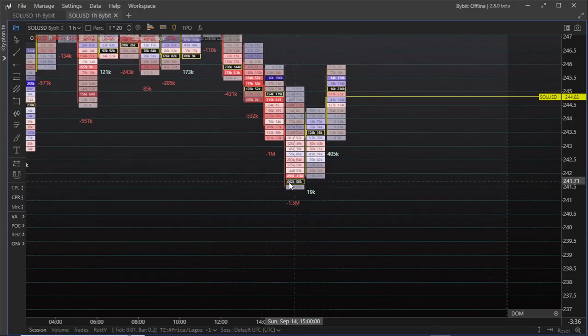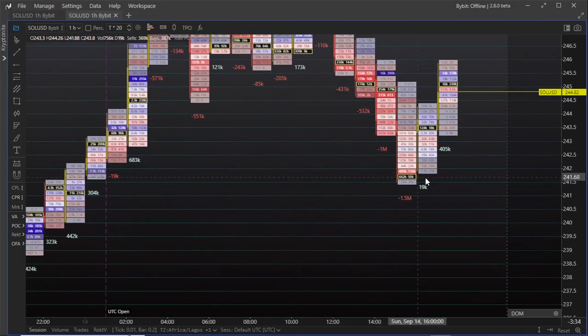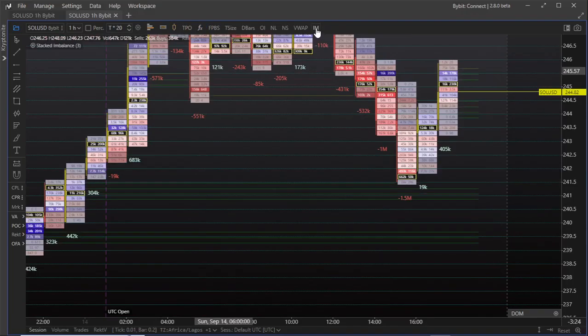You understand? This is that particular distance. This is it. Let me see if I can toggle this thing on. Let me see if I can toggle that imbalance on. Yes, look at that particular imbalance. It just tapped into it.